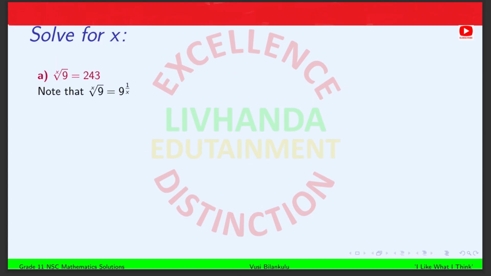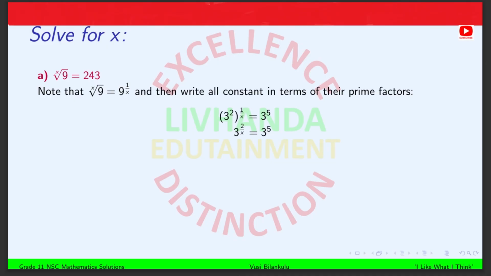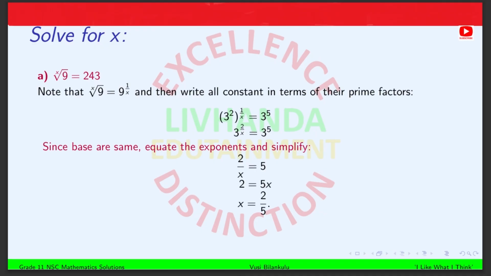Given the equation xth root of 9 equal to 243. To solve for x, note that the xth root of 9 equals 9^(1/x). Next, rewrite all constants in terms of their prime numbers and then simplify so that 3^(2/x) equals 3^5. Since bases are the same, then 2 over x equals 5. Therefore, x equals 2 over 5.